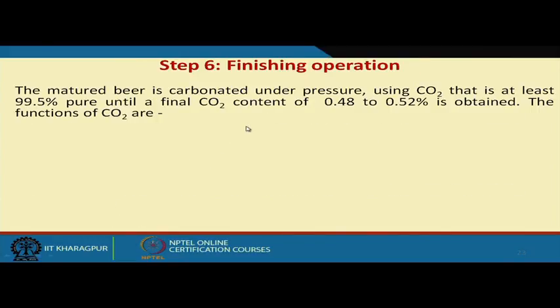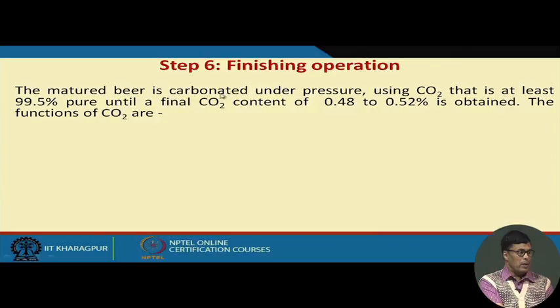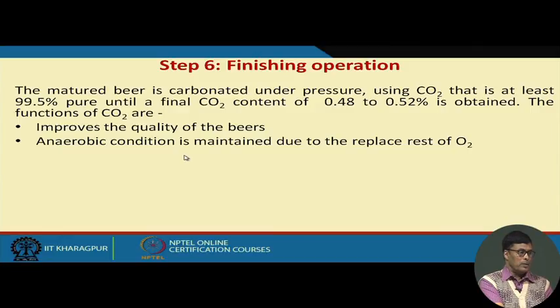Now the finishing operation: the matured beer is carbonated under pressure using carbon dioxide that is at least 99.5% pure, until the final carbon dioxide content of 0.48 to 0.52% is obtained. The function of carbon dioxide is several. It improves the quality of the beer because beer is a carbonated drink, and I told you this protein helps in maintaining the foam in the beer.